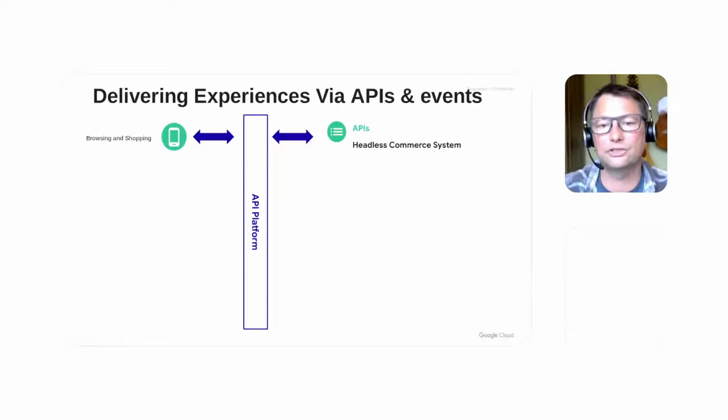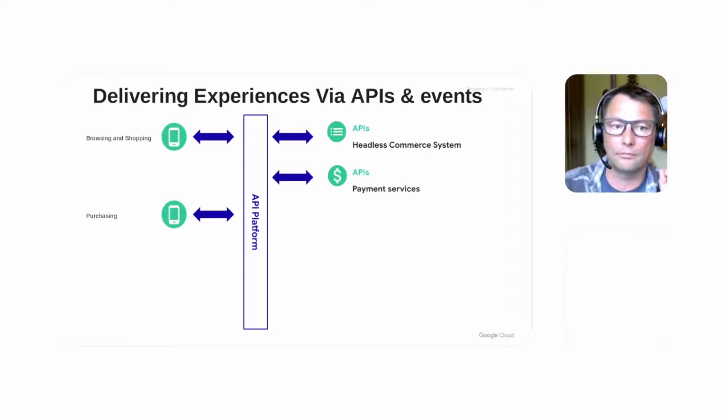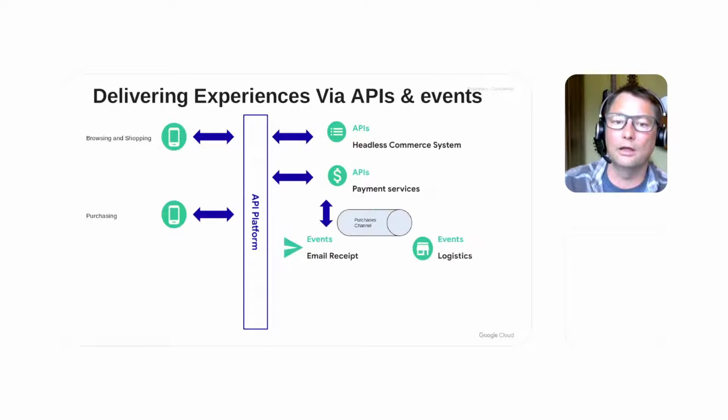So we might start with a system that begins with browsing and shopping. That's mediated through an API platform. And on the back end, we have our headless commerce system, which is ultimately creating those APIs for the catalog system that's allowing that user browser to browse through and look up different pieces. At some point, the end user decides that they're ready to make a purchase, and now they might begin to use payment service APIs to start that purchasing system, right? Just to start the actual purchase of what they're going to buy. That purchase itself might create an event. That event then can go to some sort of purchases channel.